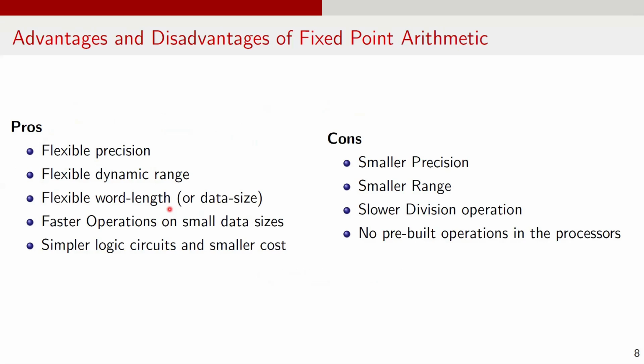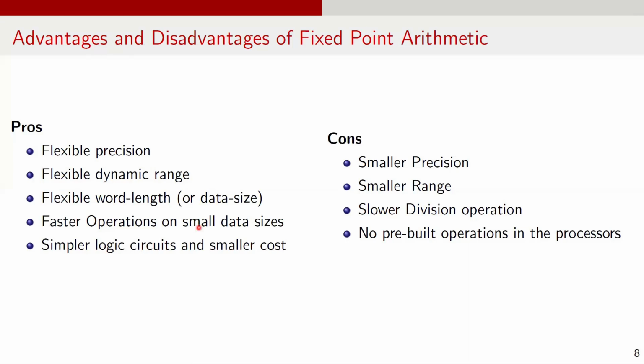Fixed point arithmetic has several advantages and disadvantages compared to floating point arithmetic. First, the advantages. Flexibility. Fixed point arithmetic provides flexibility in precision, range, and word length. Users can tailor these parameters to suit their specific program requirements, allocating bits for integer and fractional parts as needed. For performance, some operations are faster in fixed point arithmetic, especially on small data sizes.